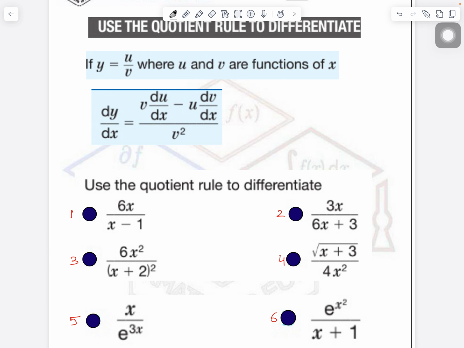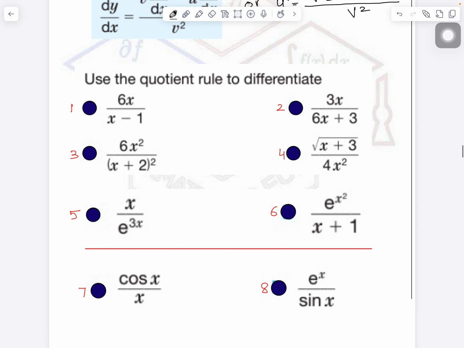Now, what is the quotient rule? If a function is given in this form, the numerator is called u and the denominator is v. So to differentiate it, you will substitute this in this formula: v u prime minus u v prime, all over v squared. Like we have seen in the product rule. What was in the product rule? u v prime plus v u prime. So I have taken here 8 examples. A few are solved, a few are for you to test your understanding.